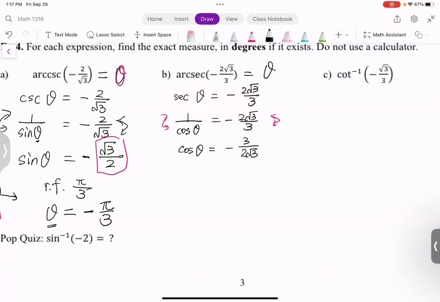And what should I do? I can rationalize this expression, multiplying by square root of 3 top and bottom. So I have negative square root of 3 over 2. So cosine theta equals negative square root of 3 over 2. Where to find my theta if I have the inverse function? Cosine is from 0 to pi. So theta must be between 0 and pi.